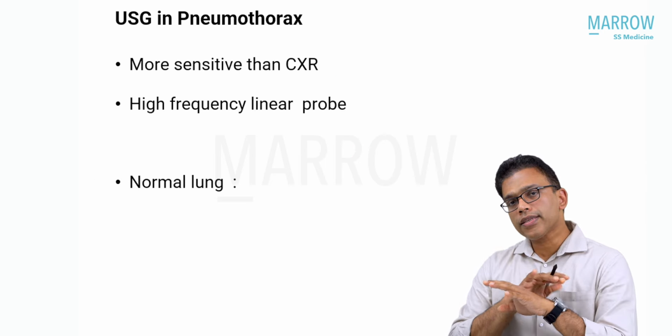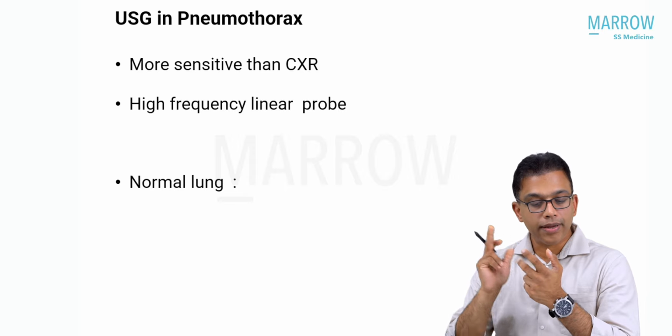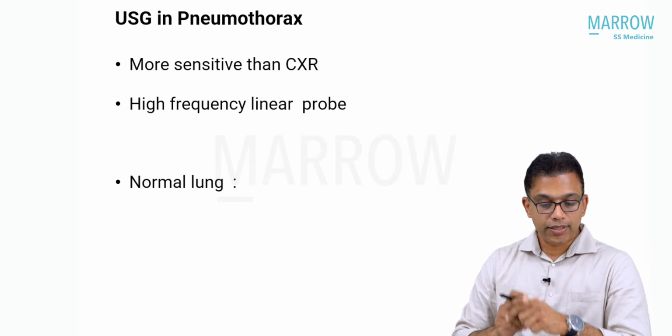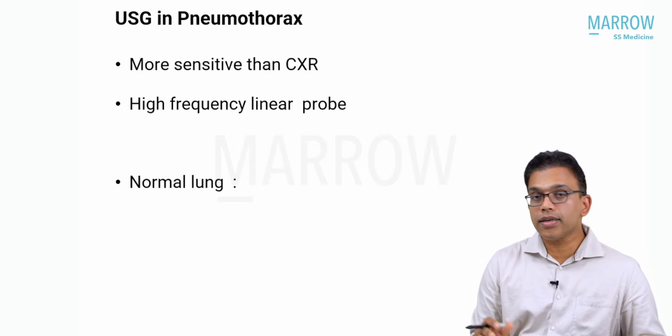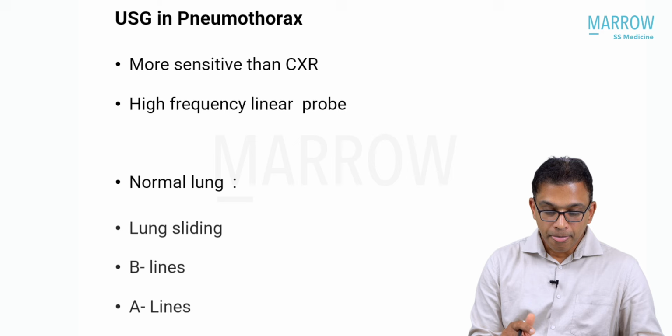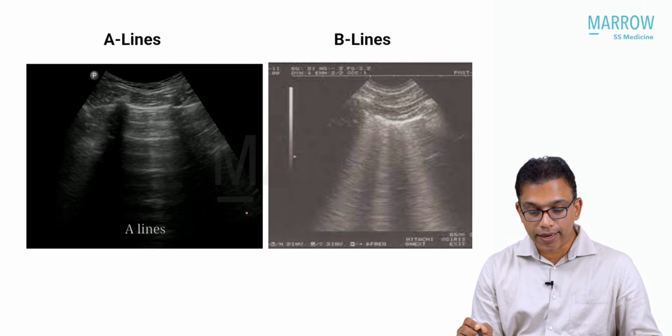So USG for pneumothorax is a very useful thing because it can be done at the bedside, it can be repeated, and it can be more sensitive than a chest x-ray. It can identify a very minimal pneumothorax with the help of the lung signs that we have discussed earlier. And the normal lung, these are the signs: the lung sliding, B lines, A lines, etc.